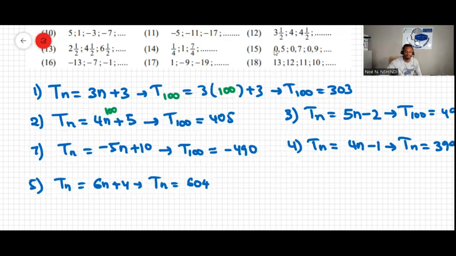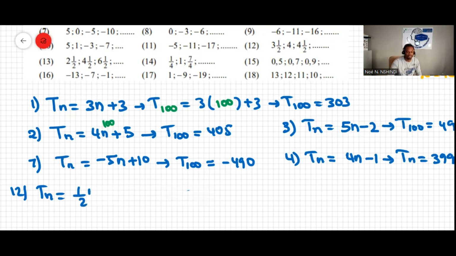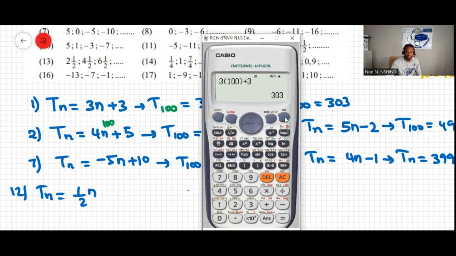12 is like 3.5, 4, 4.5. Now we can see the constant difference here. 3.5 and 4 is just a half. So over here, let's say 12, Tn will be, the constant difference will be a half. So I'm gonna write here half n, and I say from a half to get 3, I must add 2.5, or 5 over 2. 2.5 is the same thing as 5 over 2, okay? Or if you're unsure, you can use the calculator to see.